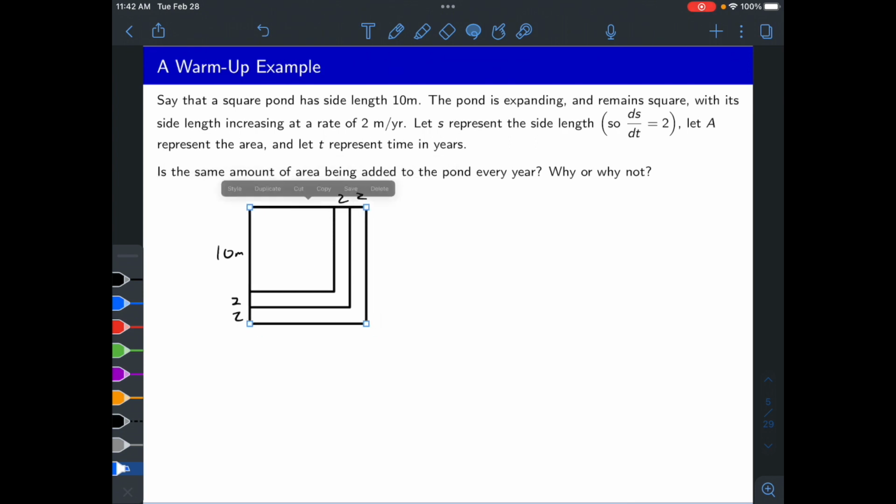Visually, the amount of area being added after that year is going to be a little bit higher. And then if we just kept adding 2 meters, the amount of area that we add each time is just going to go up and up and up every time.